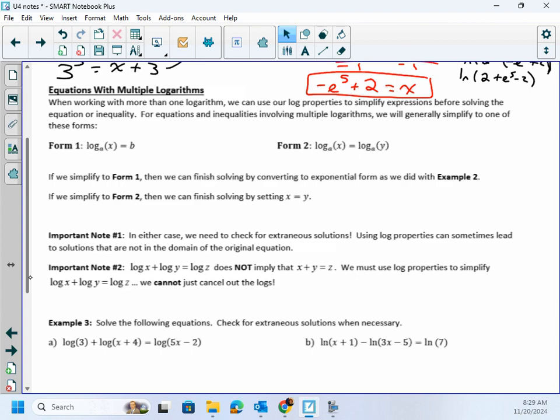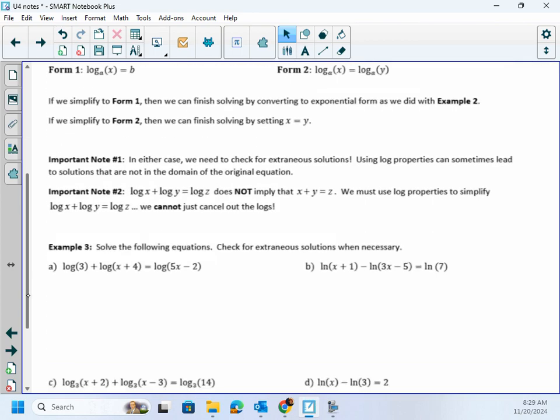Okay? So, it all depends on how I can get it down. If I get it to one of the forms that says log base 2 of x equals b, then I can solve it just like I've been doing. If I can get it to where it says log base a of x equals log base a of y, where I've got two logs on opposite sides, and they're exactly the same bases, and it's just log equaling log, that gets the insides equal to each other.